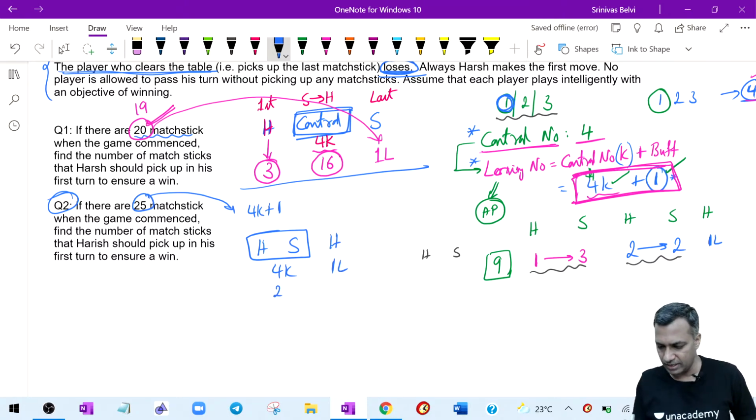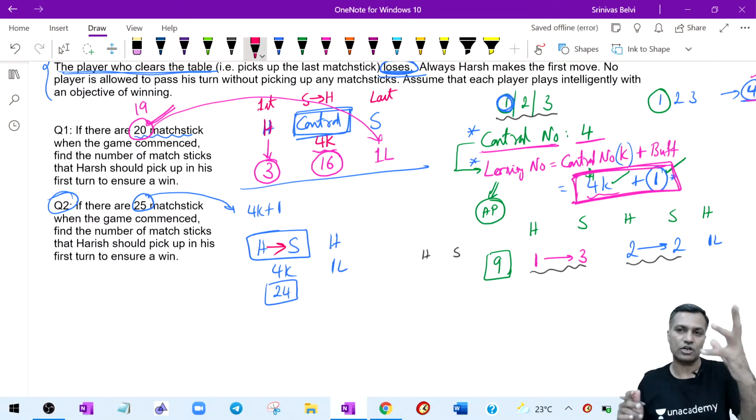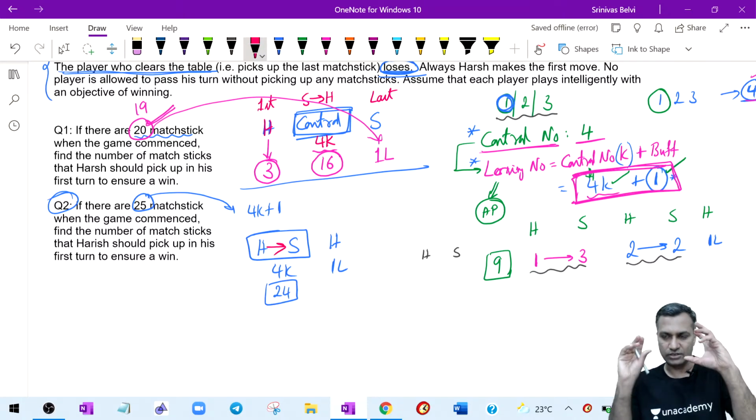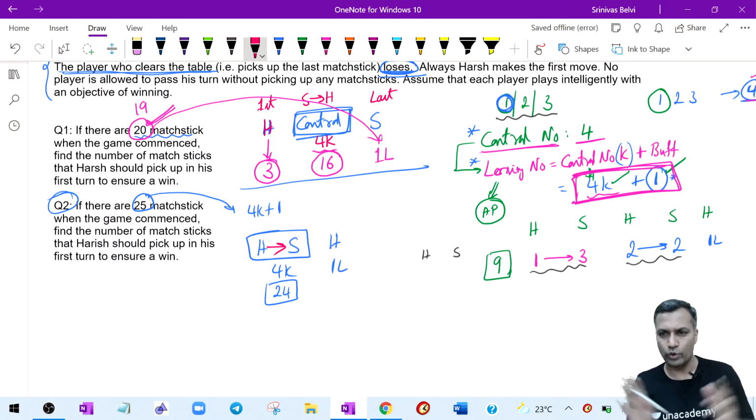Because already now this number is 24. 4K becomes 24. Who is controlling? Sagar is controlling Harsh. Therefore, Harsh cannot control. The control is either with Harsh or is it going to be with Sagar? In this case, clearly it is going to be with Sagar.